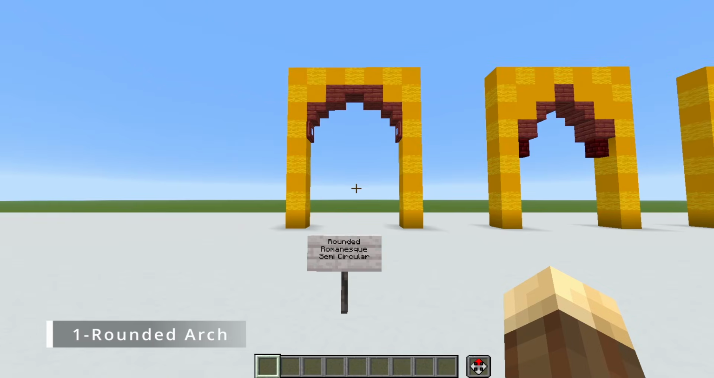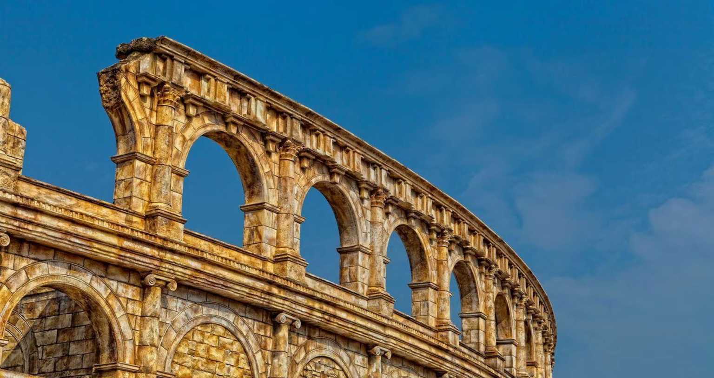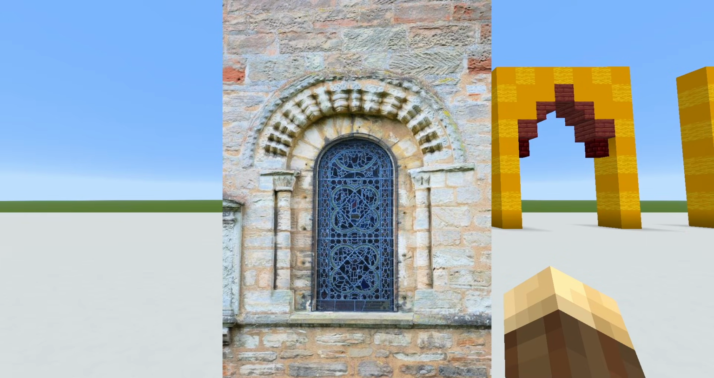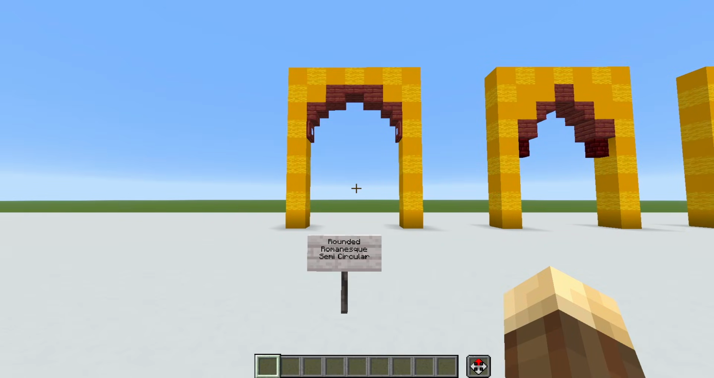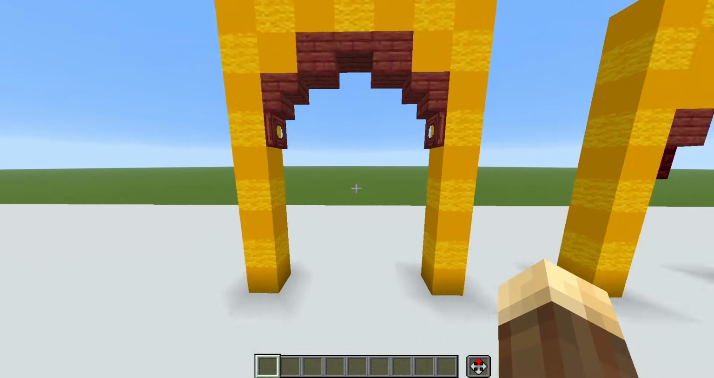At number 1, we have the rounded arch. A lot of times you'll hear people call this a Roman or Romanesque arch, and that's because this type of arch is really heavily associated with the Roman Empire and with the Christian churches that were built in the Middle Ages in Europe. This is also technically called a semicircular arch because the arch is half of a circle.